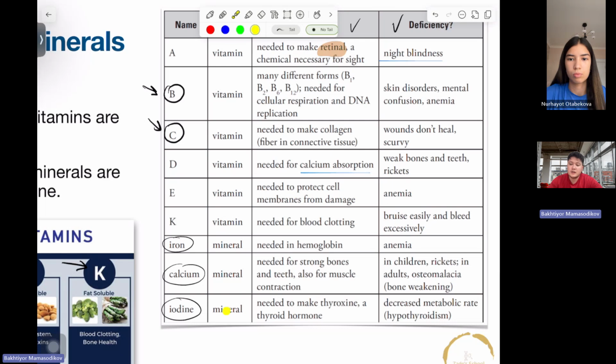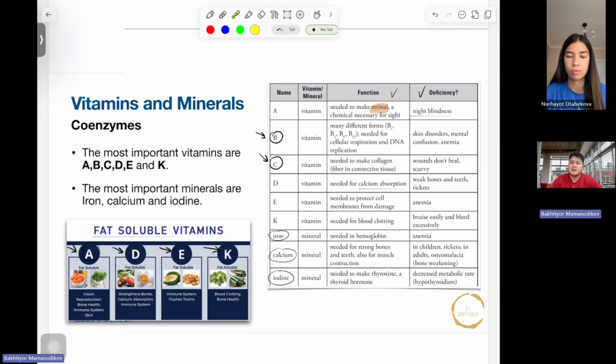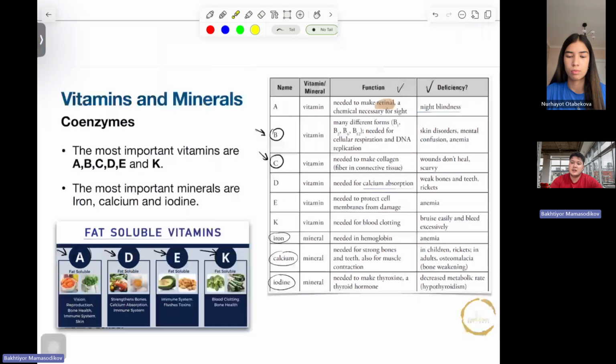Iodine, this is also a mineral needed to make thyroxine. Thyroxine is a hormone which is made in your thyroid gland. Okay, this is a thyroid hormone. Deficiency leads to hypothyroidism, which decreases the metabolic rate in your body, and also it causes obesity because low metabolism leads to what? It leads to obesity as well.